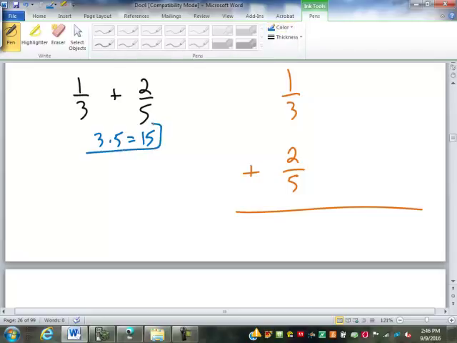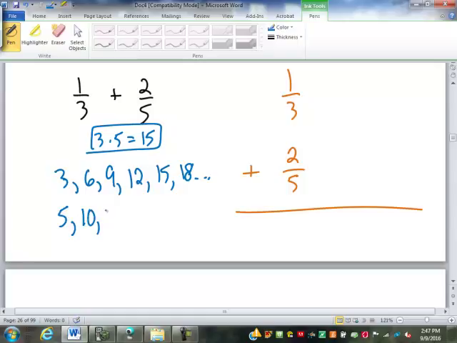So, if I don't want to just multiply them together and take my chances, how else can I go about it? Well, we can take our two denominators, 3 and 5, and we can make lists. If I'm going to count up by 3, I got 3, another 3 would be 6, 9, 12, 15, 18, and so on. I can do the same for the 5. Counting up by 5 would be 5, 10, 15, there's my first match. So 15 is the least common denominator here.